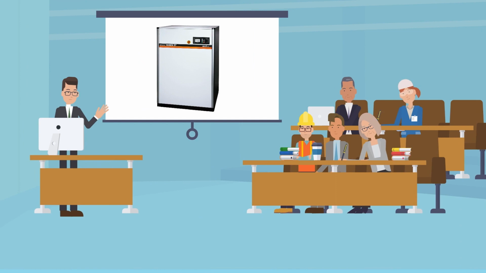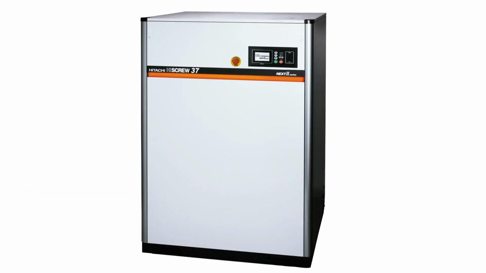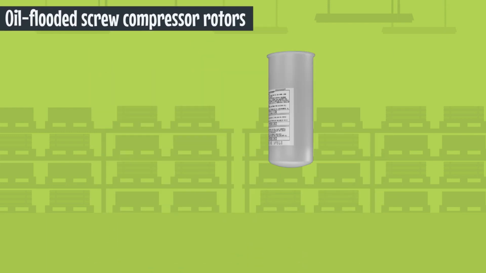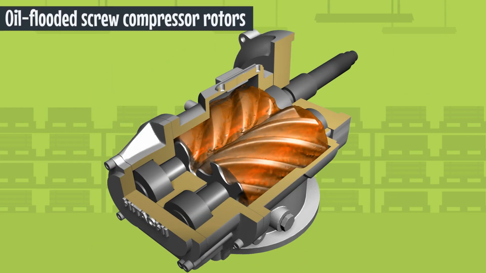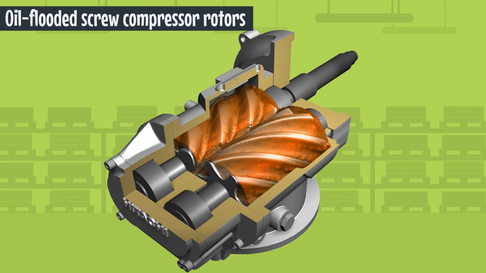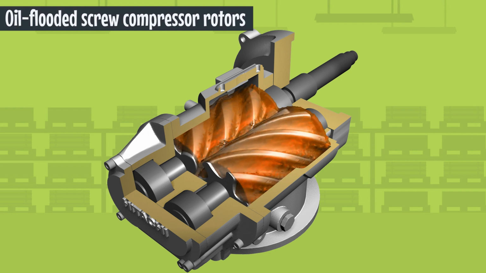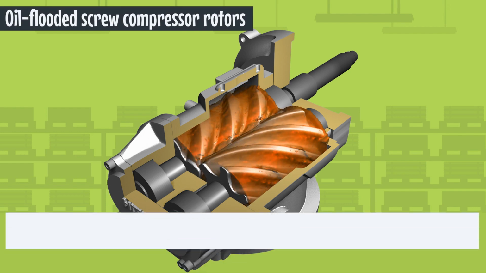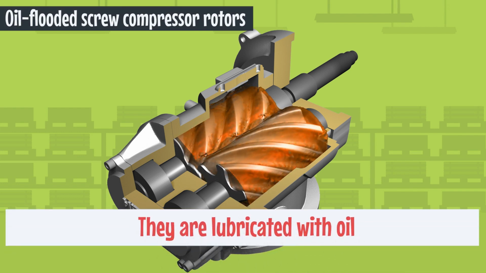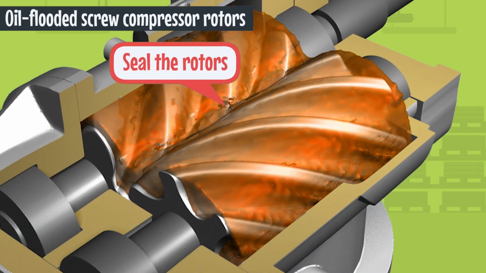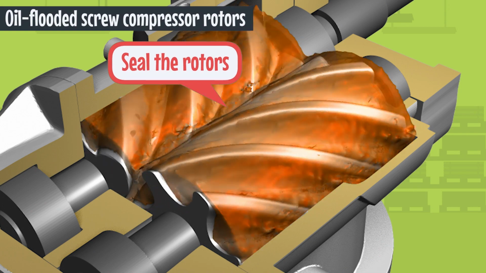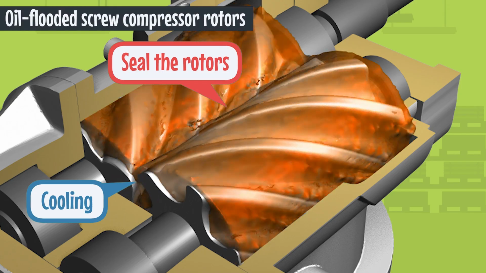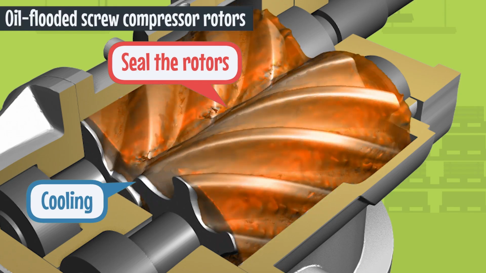First, let's take a look at the role of the oil and oil filter in the air compressor. In the oil-flooded screw compressor, the male and female screw rotors rotate while being in contact with each other in the air end to compress the air, and at this time, they are lubricated with oil. The oil not only seals the gap between the rotors to compress the air efficiently, but also cools the compressed air that has reached a high temperature.